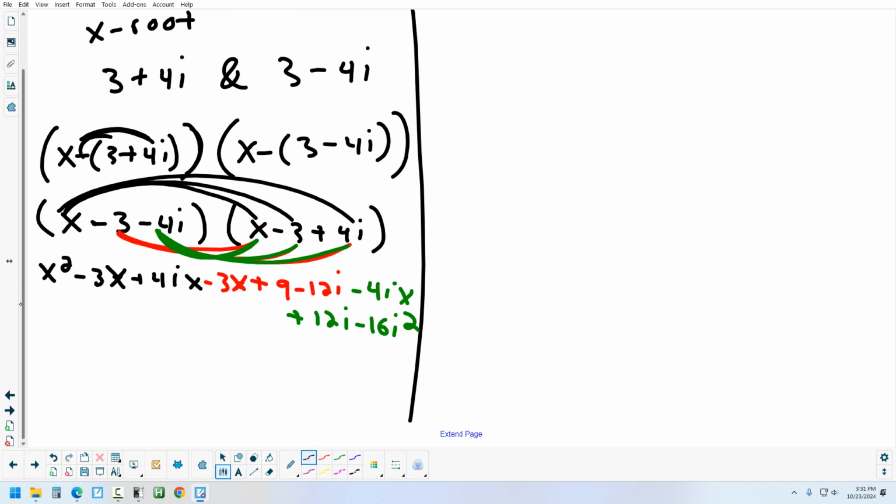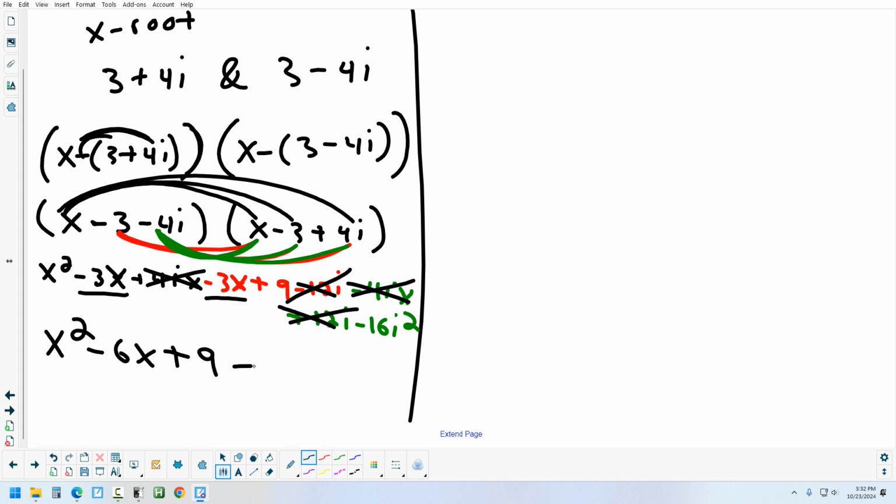Okay, now before we deal with that i squared, do some things get canceled out? Yep, what's going to cancel out? The positive and negative 4ix. The positive and negative 12i. So those four things always disappear. Now you're left with x squared. What's negative 3x minus 3x? Negative 6x.